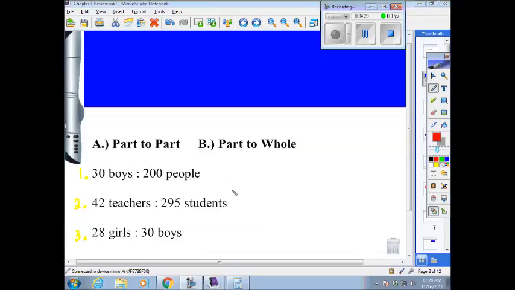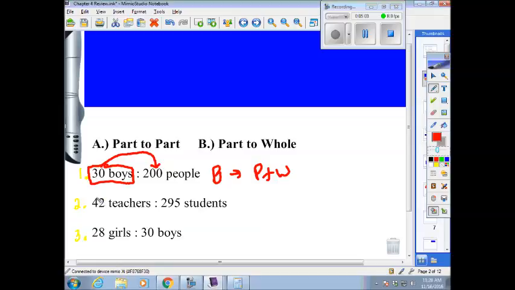So what a part to whole is pretty easy to explain, I think, and I think Miss Farmer did a great job with this. Here's my question to all of you. Do those 30 boys make up those 200 people? Those 30 are part of those 200. That is why that one is definitely a part to whole, right?